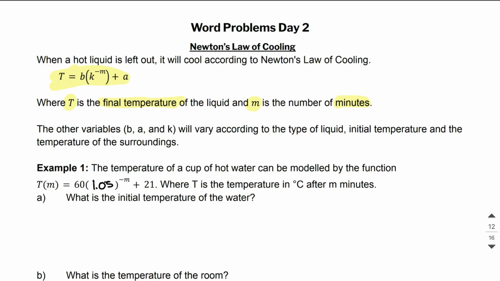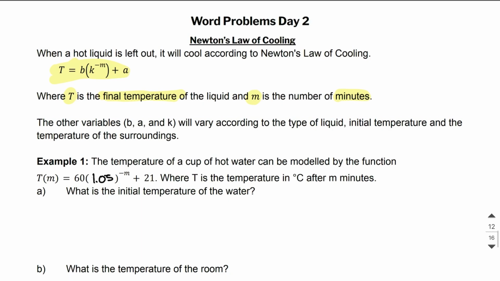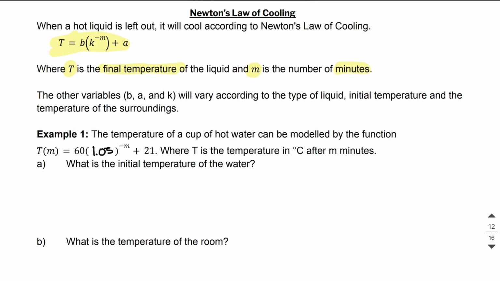It says the temperature of a cup of hot water can be modeled by this function. T of M equals 60 times 1.05 to the power of negative M plus 21. So just a quick note that the B value here would be 60. The K value here is 1.05, and then the A value is 21, okay? So the first thing it asks us to do is find the initial temperature of the water.